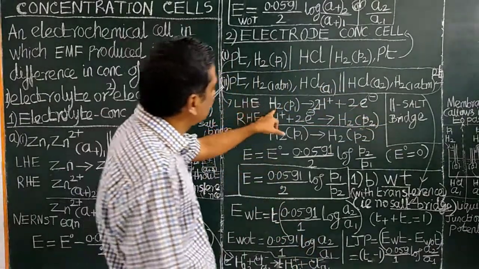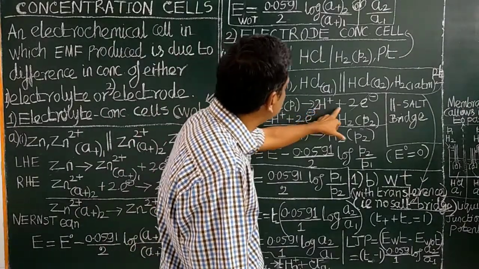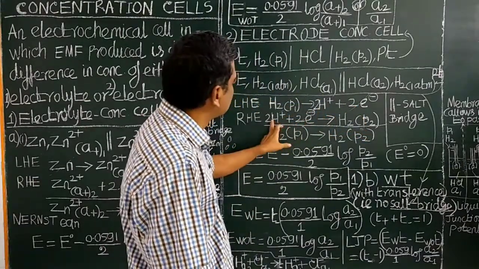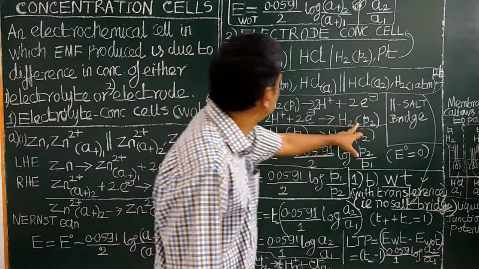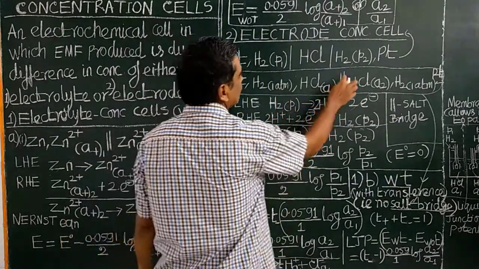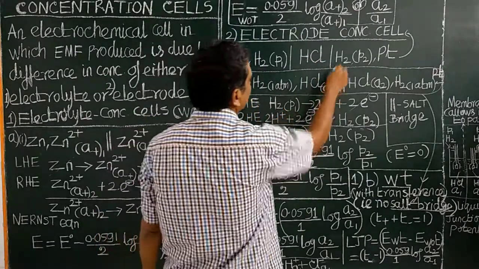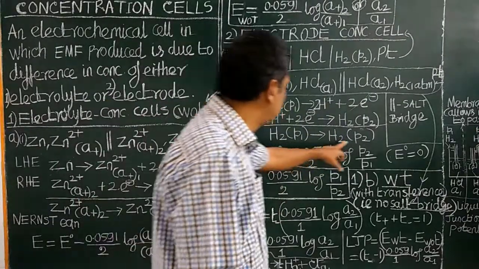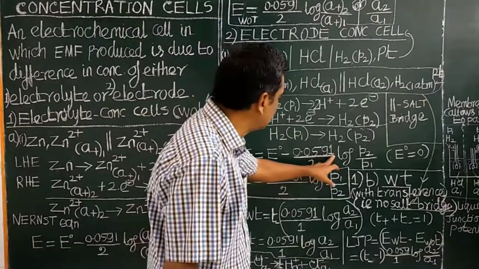In the left hand electrode, as I said earlier, hydrogen is oxidized to give 2H plus 2 electrons. In the right hand electrode, reduction: 2H plus 2 electrons gives H2. Partial pressure P1 is for the left, and this is partial pressure P2, right hand electrode. Since H plus is the same here, you can cancel it, and the 2 electrons get cancelled. The net overall reaction is this, therefore applying Nernst equation, E equal to E0 minus 0.0591 divided by the number of electrons, log of product by reactant.